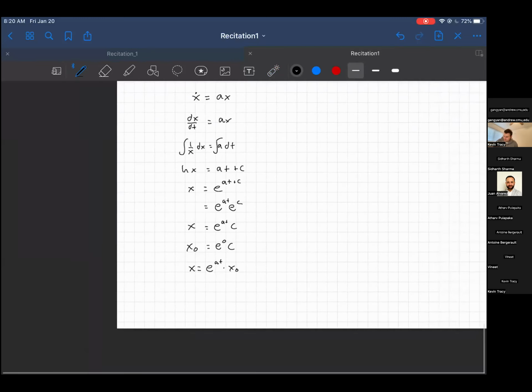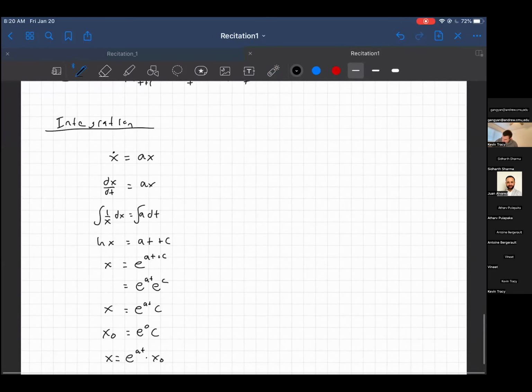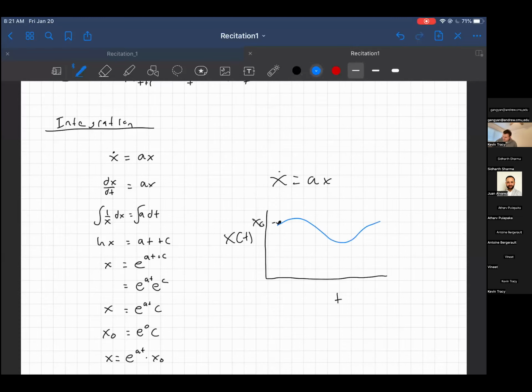So just in that, we've shown if I have this system right here, x dot equals ax, plotted as x of t versus t, with some initial condition x0, this tells me that this solution is described by x of t equals e^(at) times x0. So linear ODEs I can solve, right? You basically can't solve any nonlinear ODEs. Linear ODEs we can solve.